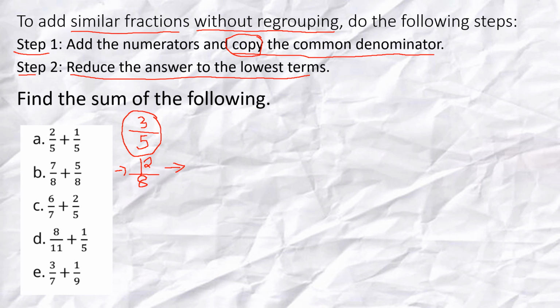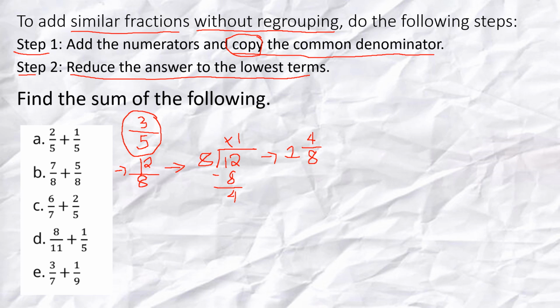So to do that, again, divide the numerator by your denominator, which is 8. 12 divided by 8 is 1. 1 times 8 is 8. 12 minus 8 is 4. So we now have the quotient as 1 whole, the remainder as your numerator, and then just copy the denominator.